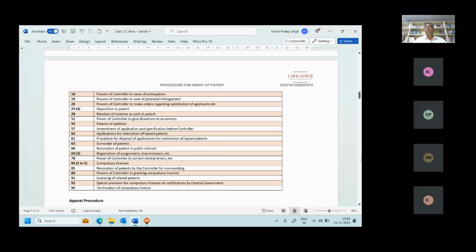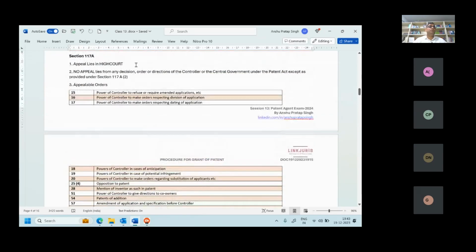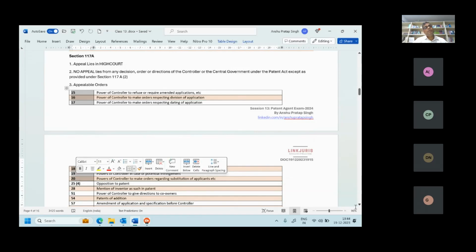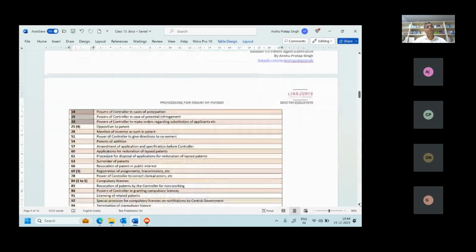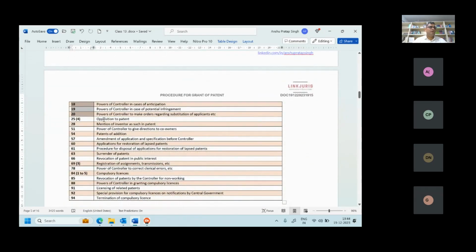See, 15 to 20. This is the power of controller. 15 to 20, all the orders are appealable. Then comes 25, that is opposition, we know. 25 plus 3, 28, mention of inventor. Now, in general, it will be plus 3 addition with a starting point. And you can remember like this. In bracket of 20, in bracket of 20 to 30, in bracket of 30 to 40, in 40 and 50 to 60. If you remember like this, it will be easy.